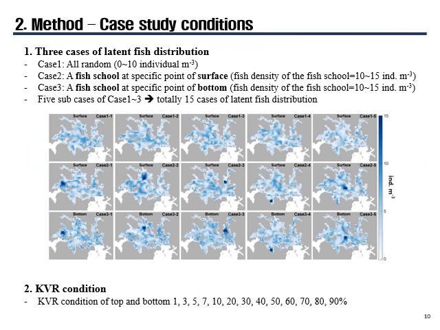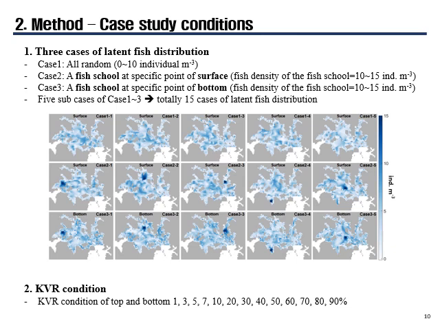And we randomized 3 cases of latent fish distribution. Case 1: all cells randomized from 0 to 10 individuals per cubic meter of fish density. Case 2: a fish school located at a specific point of the surface. The fish school has fish density from 10 to 15 individuals per cubic meter. And case 3: a fish school located at a specific bottom point. We also considered 5 sub-cases for each of cases 1 to 3. So in total, 15 cases of latent fish density were made by randomizing.